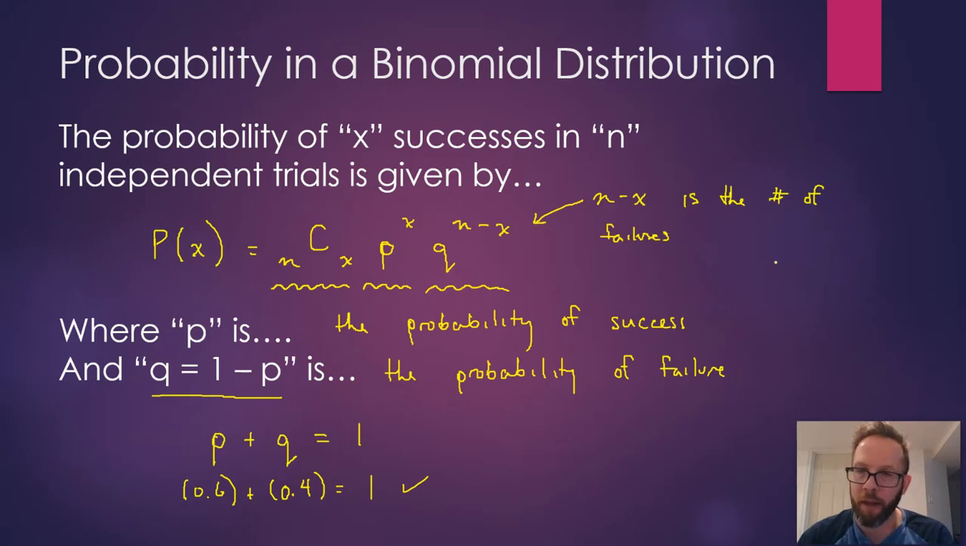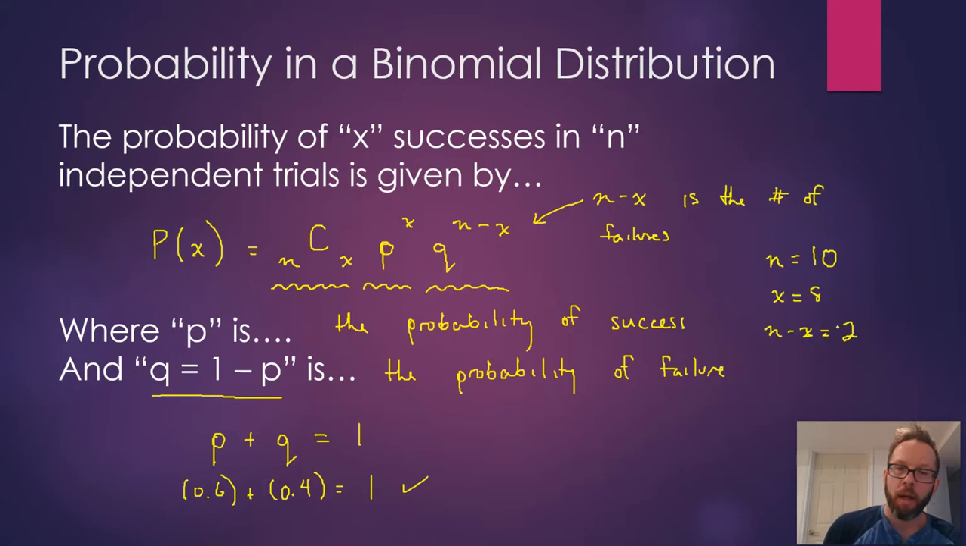Like for the traffic light example, for our very first example, n was equal to 10. When we were looking for the probability of getting 8 green traffic lights, we used x equal to 8. And then n minus x was equal to 10 minus 8, which is 2, the number of failures: 8 greens and 2 reds. All of our calculations today will have the same format. Let's dive into some examples and get you some practice using this formula.